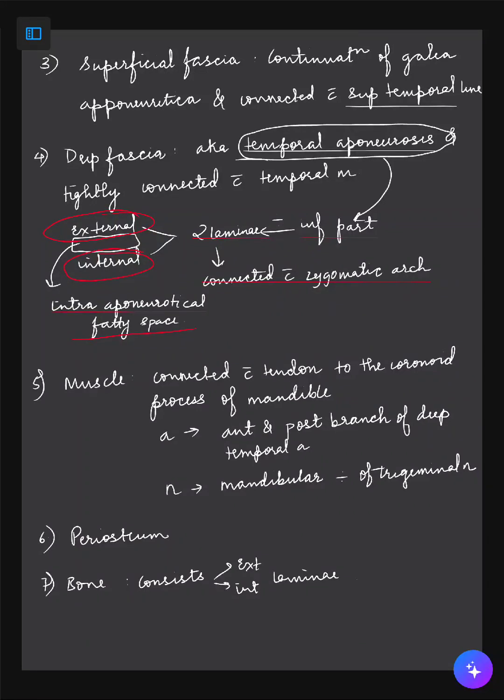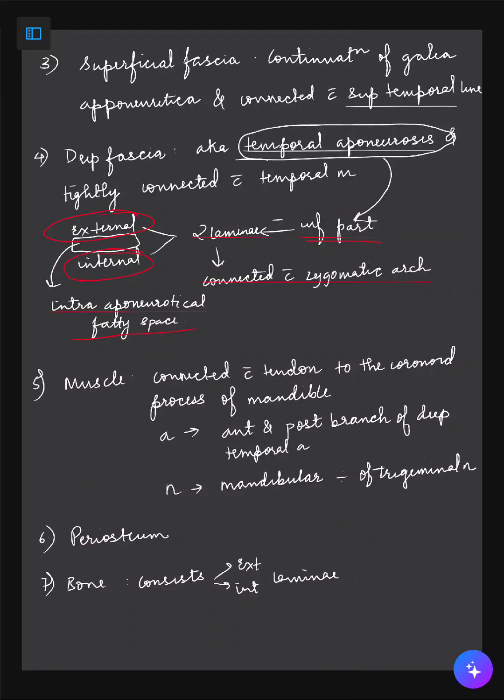I will repeat again. Deep fascia of the temporal region is also known as temporal aponeurosis, which is tightly connected to the temporal muscle. Now, the inferior part of this temporal aponeurosis is divided into 2 lamina, external and internal. Between this external and internal, there is intra-aponeurotic fatty tissue. And these 2 lamina are connected to the zygomatic arch.